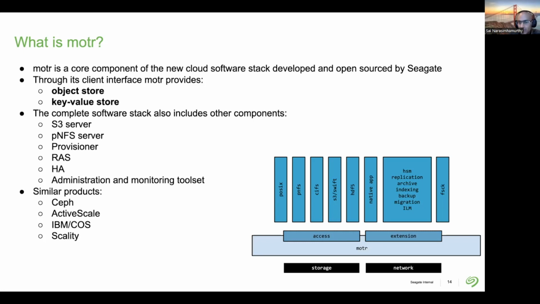And CORTX Motr is the layer that fundamentally works with the storage system and provides all the resiliency, semantics, and things like that, performance. So we have similar products like Ceph and Scality and all this kind of thing, but there are some differentiations with what was done in CORTX Motr.